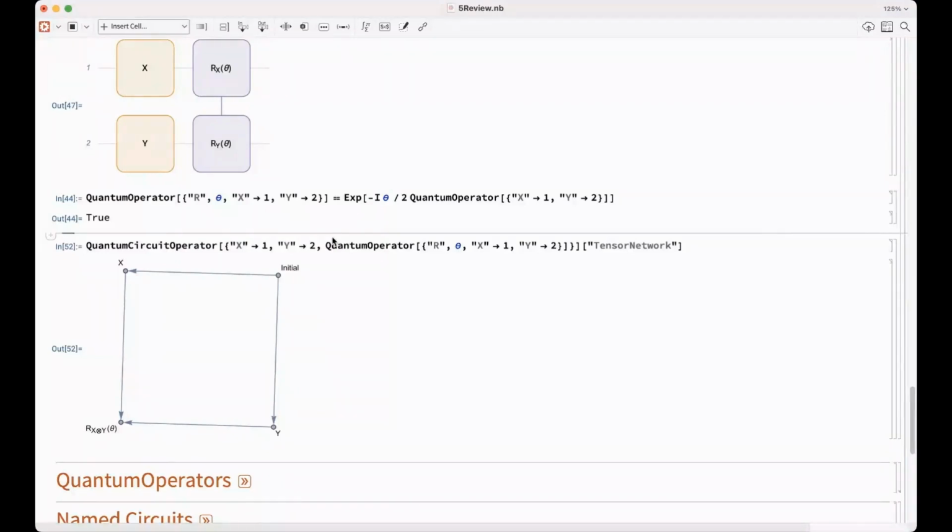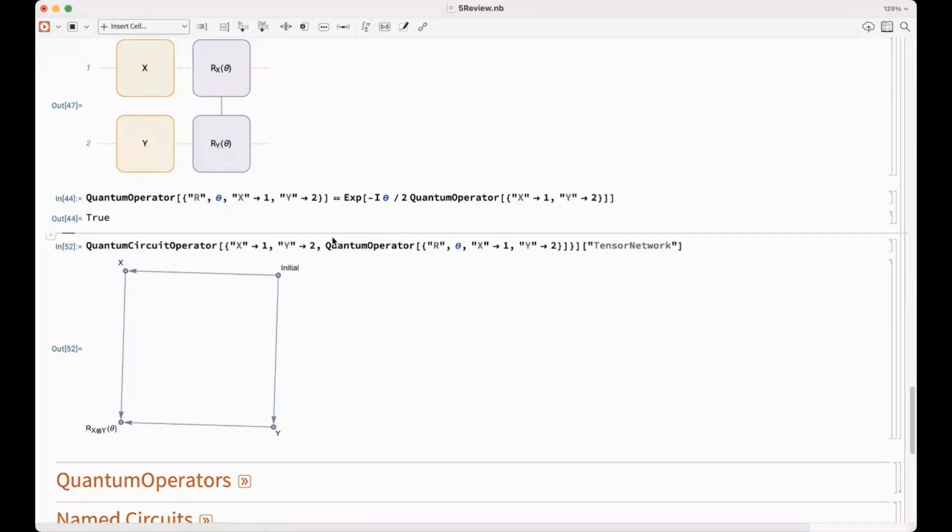Of course, because of the visualization, circuit operator also helps you a lot to have a better design when you have a composition of different operators. So that's one reason circuit operator is a good function to work with. Now, behind the scene, what we have is a transformation of quantum state, and that transformation we represent as quantum operator.